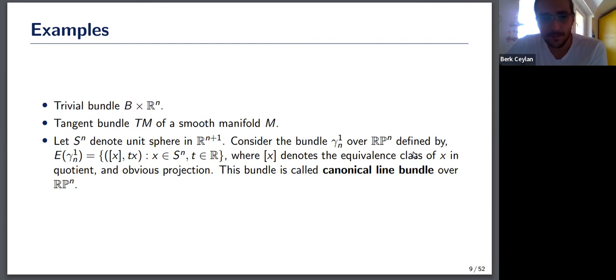simplest non-trivial example. You take a pair of antipodal points in S^n and associate to every equivalence class of a pair of antipodal points in RP^n the line passing through the origin and the corresponding points on S^n. It's called the canonical line bundle. We call it a line bundle because every fiber has dimension one, so it's a line.